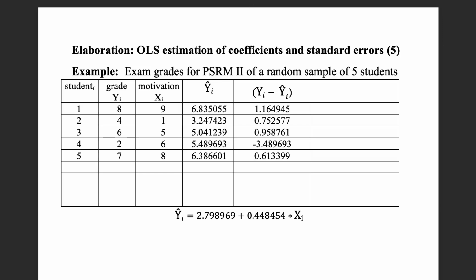And again, we can do that for all the different students. You see here we get positive numbers and negative numbers. The positive numbers indicate the students where the observed grade was actually higher than predicted. The negative numbers represent the students where the observed grade was actually lower than predicted based on motivation alone.